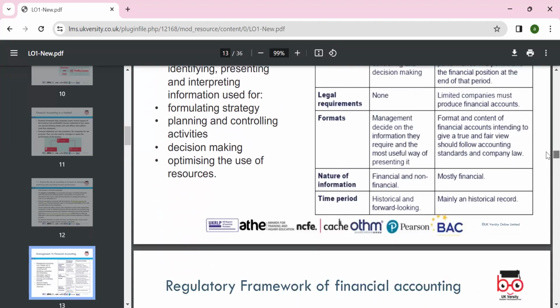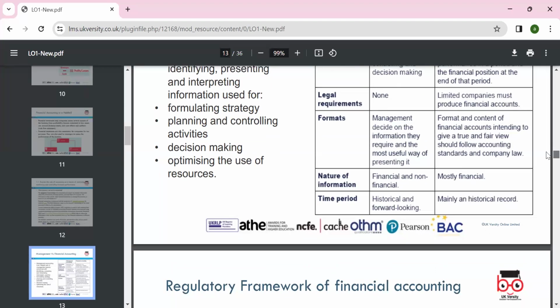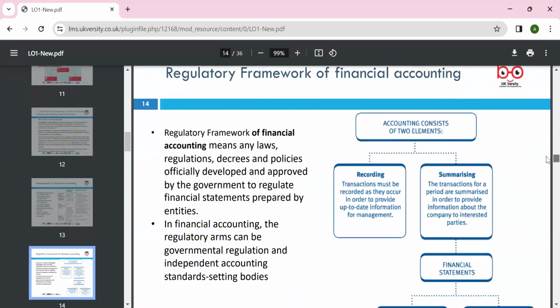The nature of the information is mostly financial, and as we mentioned, time is historical in one and forward looking in the other, but management accounting is normally forward looking, while the financial statement is mainly focused on the historical figures. There is no legal requirement to do the management account, but we follow the standards under the financial accounts, but not under the management accounts.